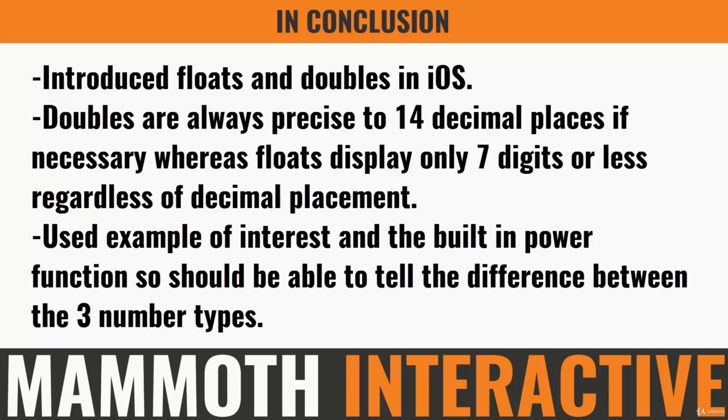So I use the example of interest and the built-in power function to show that certain functions only accept doubles rather than floats. Although we'll not always need the precision of 14 decimal places, so a float might be more appropriate, again, certain functions don't like floats, so require casting. In this case, it might be more useful just to stick with a double. So by now you should be able to tell the difference between the 3 number types, the number types being integers, floats, and doubles. And you should be able to tell when to use each one.